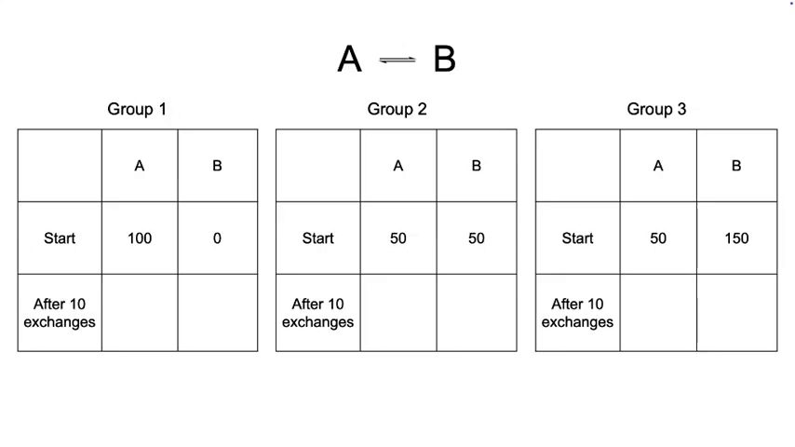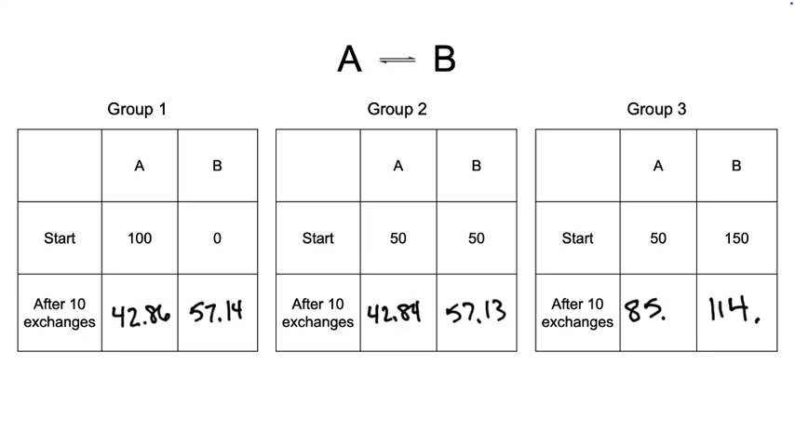So group 1, after 10 exchanges, how much did partner A have? 4286. So what do we notice? What do you guys notice between group 1 and group 2? Those are really close. They started with a completely different balance of money, and yet at the end of this result, they get the exact same result. That's kind of crazy. That's a little weird. Okay. What about group 3?